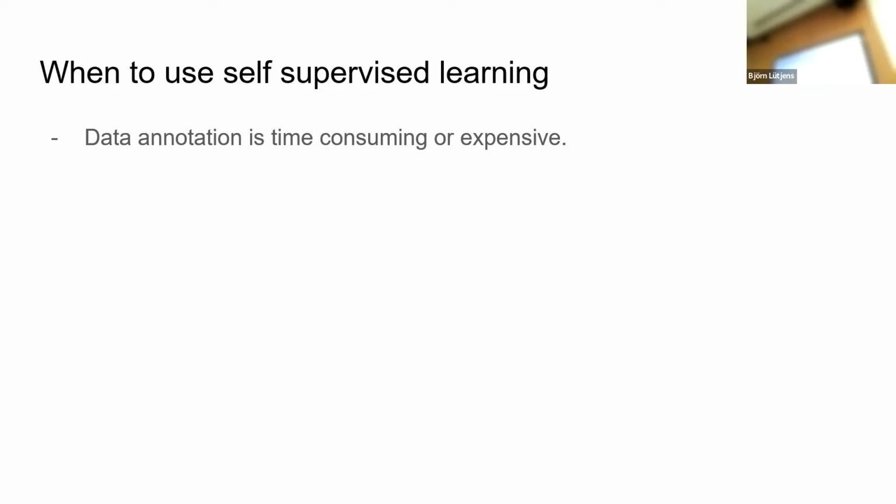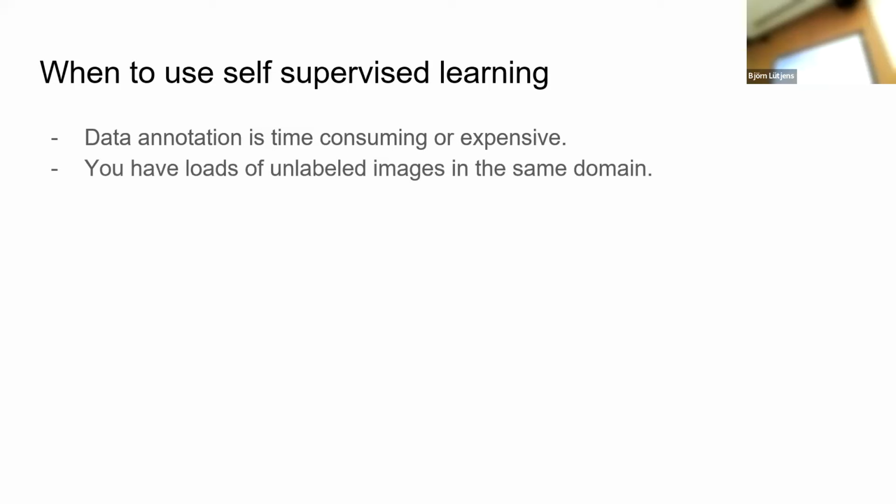Some guidelines: use it when the data annotation itself is really time consuming or expensive, as we saw in that initial image, and you also have loads of unlabeled images in the same domain. If your unlabeled images are in a different domain, it might not work so well. And if you have an imbalance in your data, these methods might help you. Although they give you the same overall accuracy, if you just calculate the overall accuracy, it's probably the same, you have a much more balanced performance across classes. And that depends on your application, right? In some cases, maybe all of your classes are equally important. But if you're focusing on a particular species, then maybe these methods might not help you.